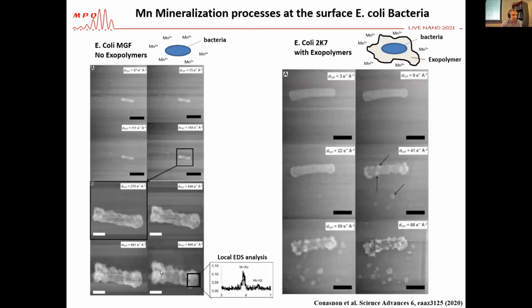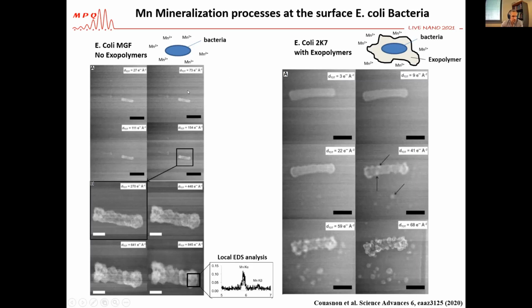So we did the experiment on different strains of E. coli bacteria. One, 2K7, which is known to secrete a lot of exopolymers. So you have a bulky polymer layer around this type of bacteria. And we also work on another strain of E. coli, MGF, that is known to secrete no exopolymer, or just not a lot of exopolymer.